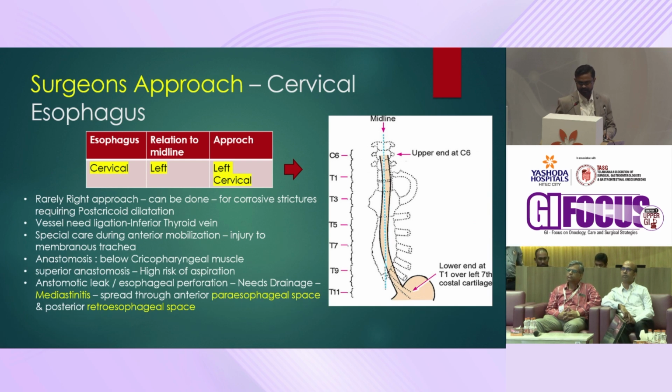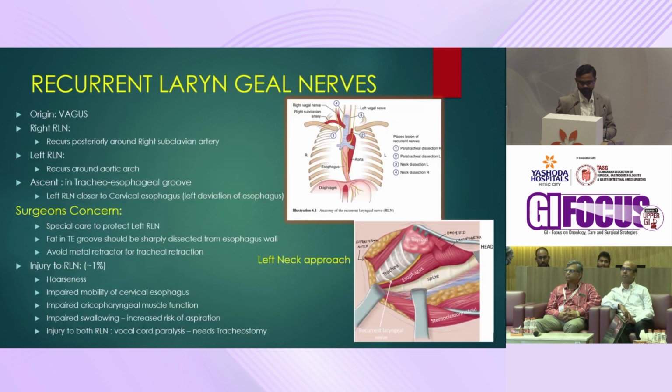Special care is needed during mobilization of the anterior layer because of the presence of the membranous trachea. Anastomosis should be below the cricopharyngeal muscle. Superior anastomosis leads to a high risk of aspiration. And any leak or perforation in the cervical esophagus needs immediate drainage because of the risk of spread through the paraesophageal and retroesophageal space, causing mediastinitis.